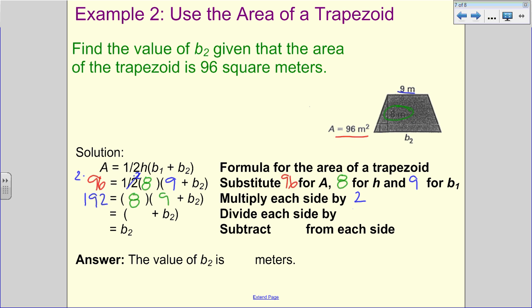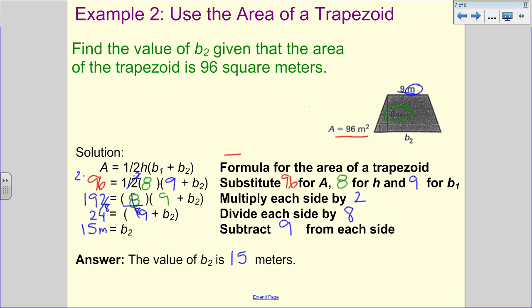Then you're going to divide each side by 8. You're going to divide by that height. So we're going to take 192 and divide by 8, and what we get there is 24 is equal to 9 plus B1 plus 9 plus B2, and then we're going to subtract 9 from each side. When we take 24 minus 9, we get 15. We have to make sure we're putting labels with that, so that 15 is going to be 15 meters because that's our unit. And so the value of B2 is 15 meters.